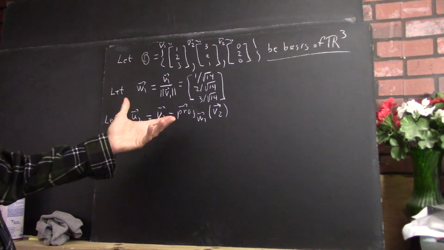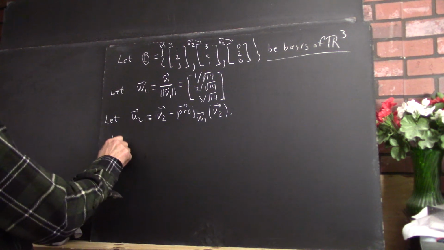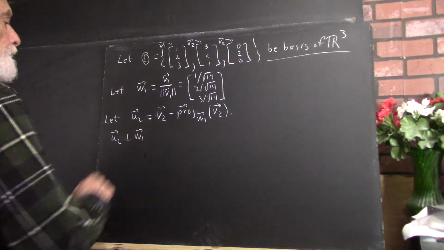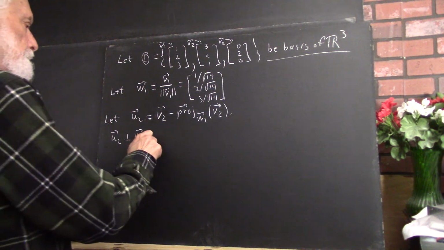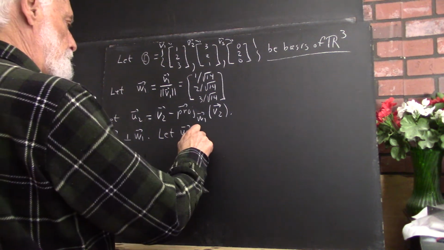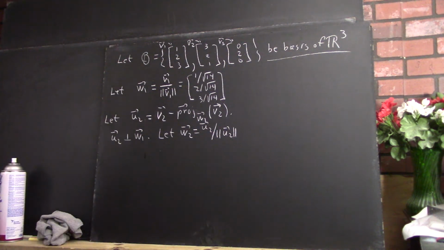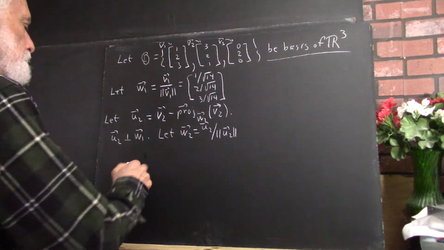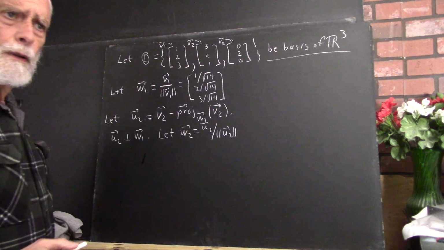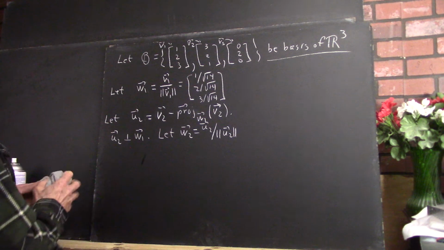This is going to give you a vector perpendicular, or orthogonal, to W1, and we're going to let W2 equal U2 divided by the magnitude of U2. The next step I'm tempted to do in 2 steps, although you can do it in 1. Yeah, I'm just going to do it in 1, and I'll maybe explain.